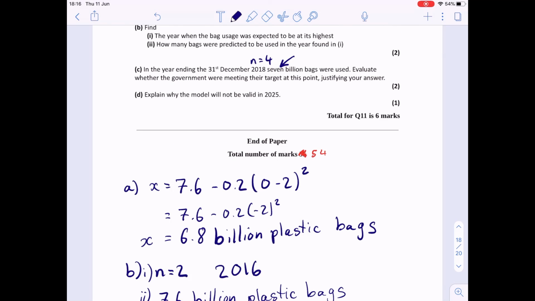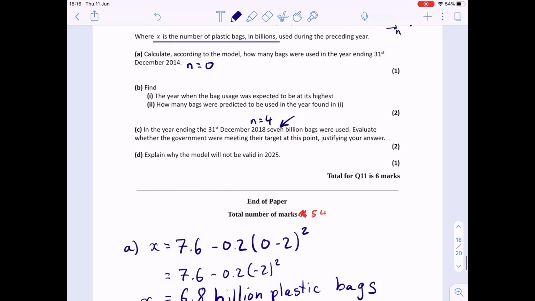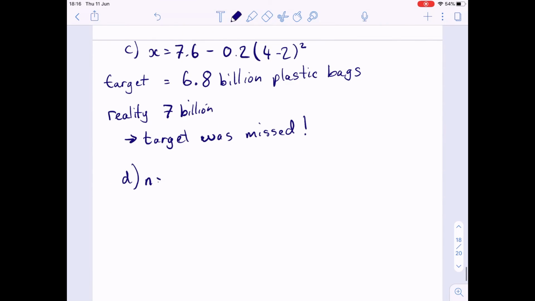And finally, explain why the model will not be valid in 2025. Well, in 2025, n is going to equal 11. So let's see what happens when we sub in 11 into this formula. 7.6 minus 0.2 times 11 minus 2 squared, that's 9 squared. I'm typing this in on my calculator now, and that gives me minus 43 over 5, or minus 8.6.